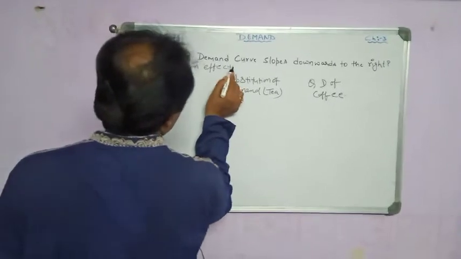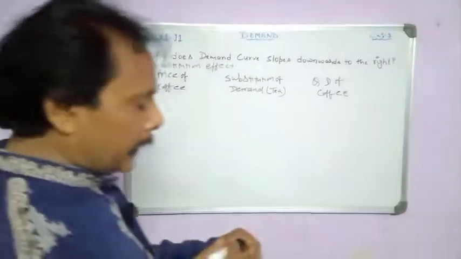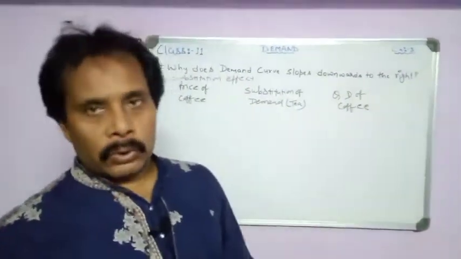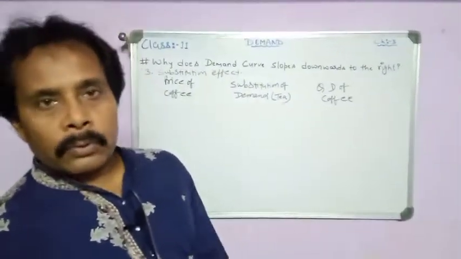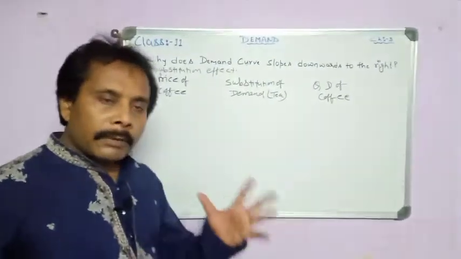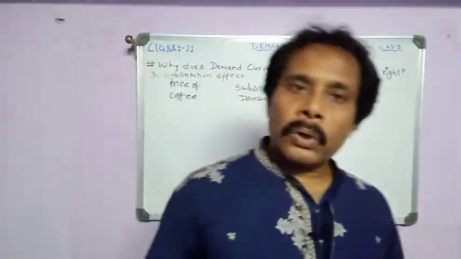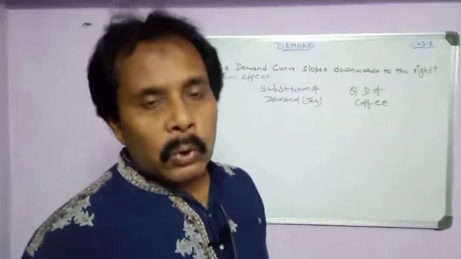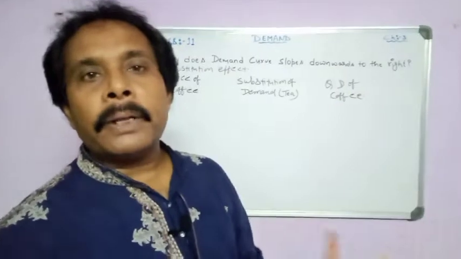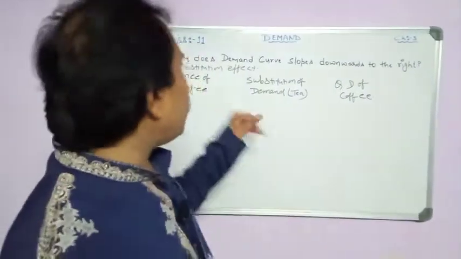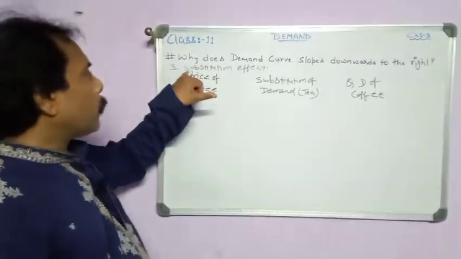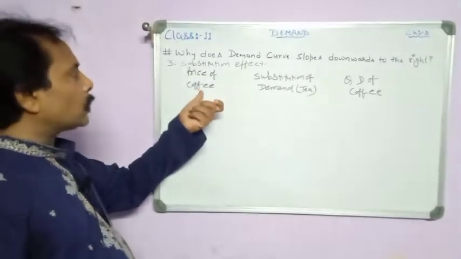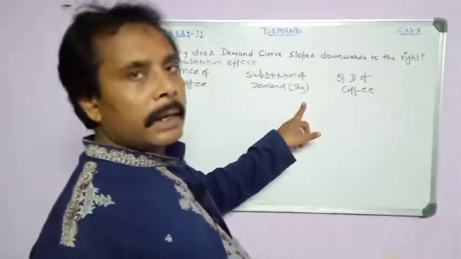Substitution effect. We have already discussed this in the previous video. In the case of goods, there are two kinds of goods. One is known as substitute goods and the other is known as complementary goods. Substitute goods are those goods which are used in place of one another. So here the point taken is the substitution effect. It means there are two goods, one is coffee, the other is tea.